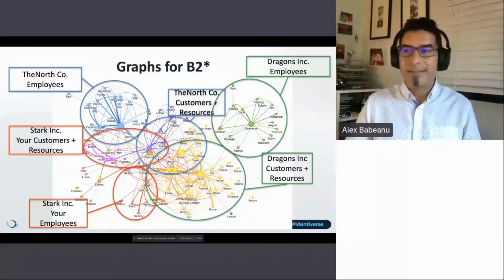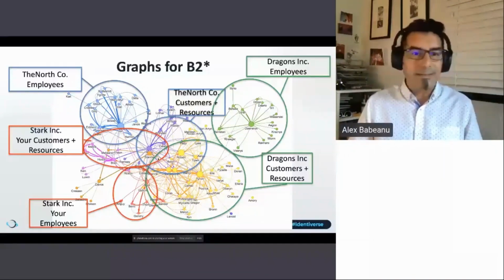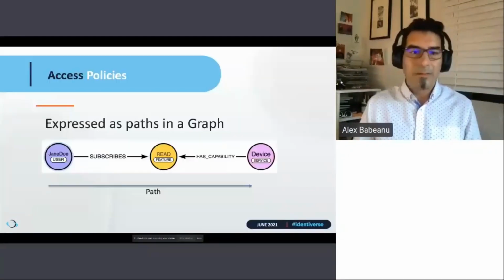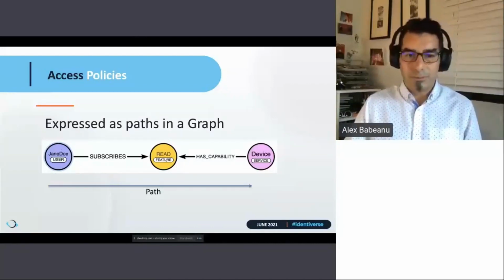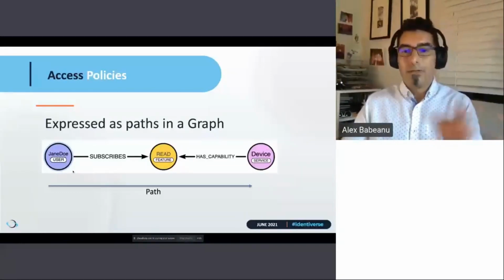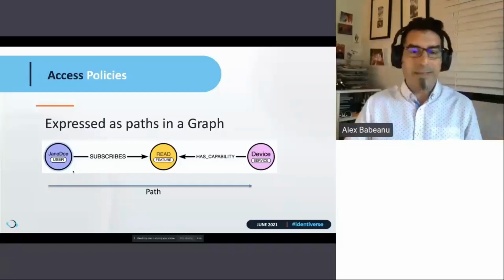So given that, how do you tackle the access management problem? In a graph, you can, for example, express an access policy as a path. Here's a simple example of a graph. We have a Jane Doe user who subscribes to a read feature of a device, for example. If we can find a path from Jane to the device, then we can grant access.